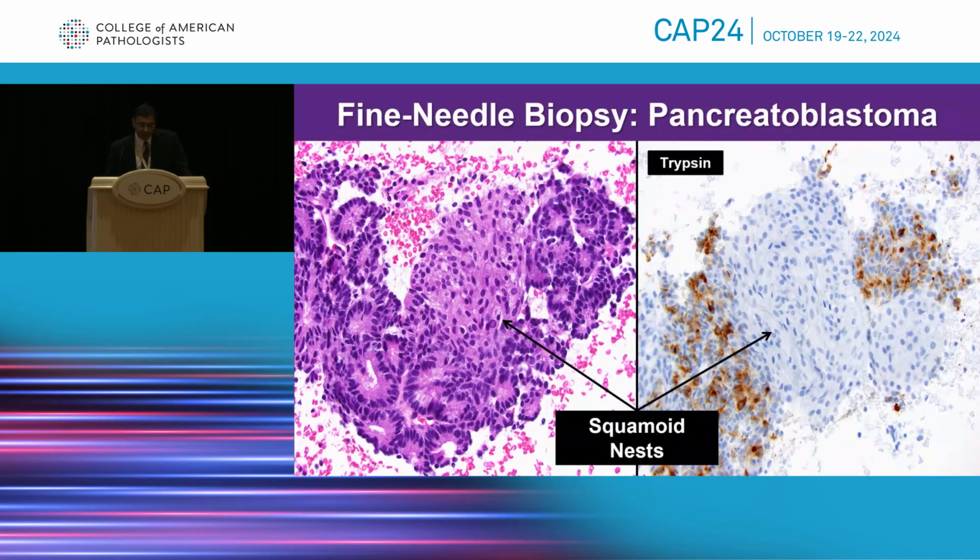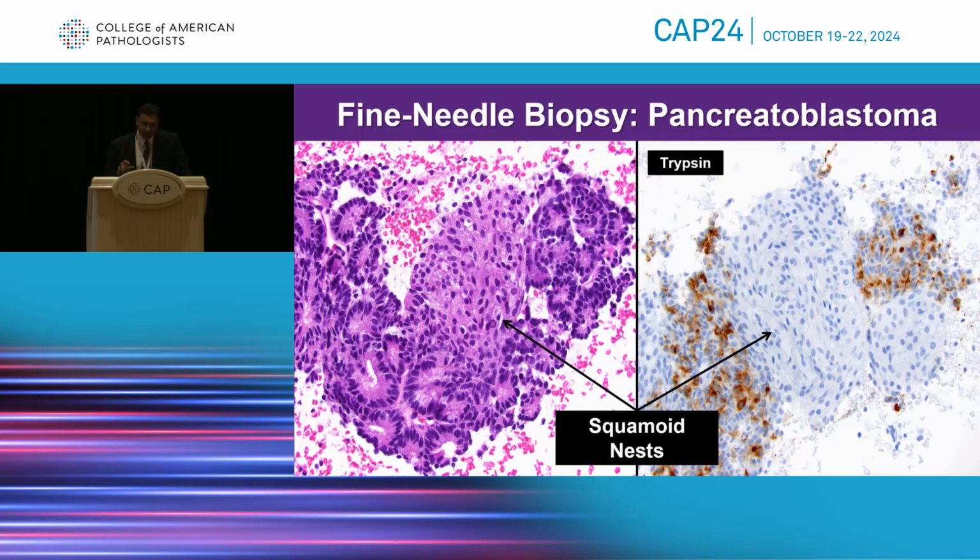Another acinar neoplasm that deserves attention is pancreatoblastoma. These neoplasms have a bimodal age distribution, to include two-thirds children, one-third adults. The histologic hallmark of pancreatoblastomas is these squamoid corpuscles, or nests, that are composed of loose aggregates of large spindle-shaped cells, sometimes with frank squamous differentiation, with or without keratinization.